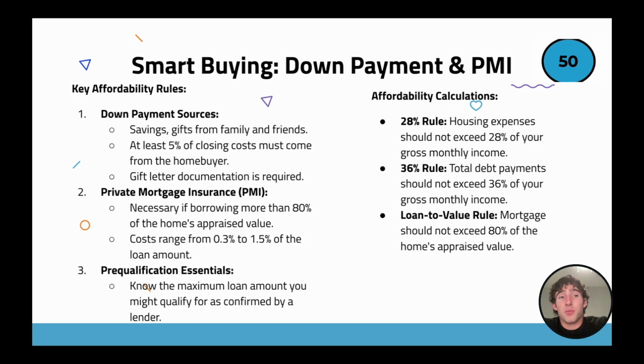So when you're going to put a down payment on the house, typically you need at least 20% to avoid private mortgage insurance or PMI, which can significantly increase your costs. PMI is required if you borrow more than 80% of the home's value, and that can range from 0.3% to 1.5% of the loan amount annually.